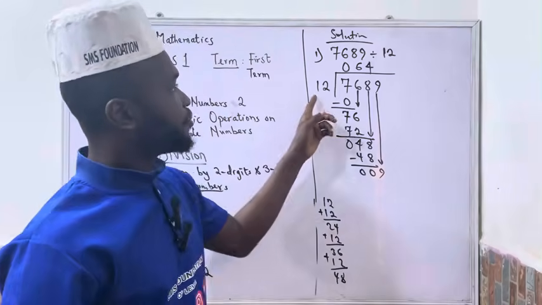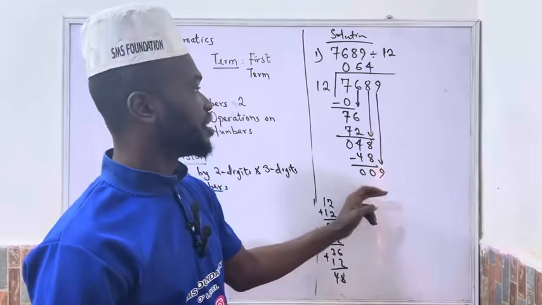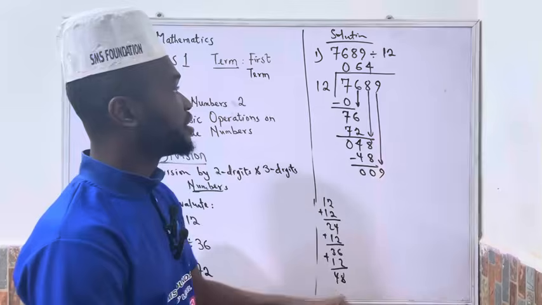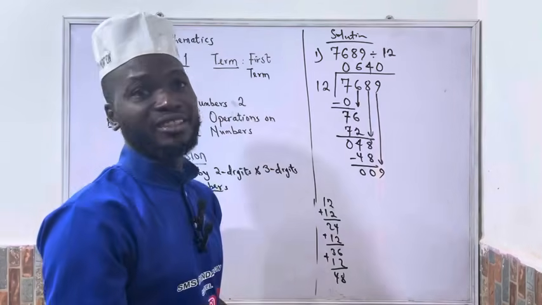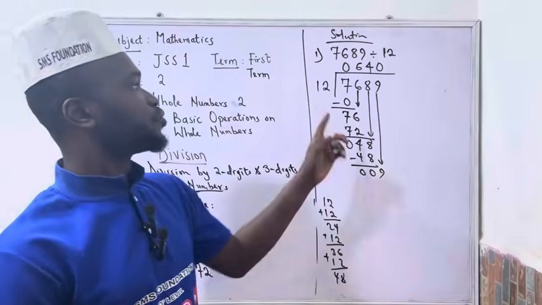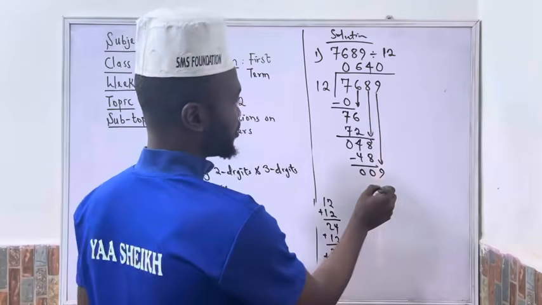So now we have to divide 9. Even though 9 is not divisible by 12, we have to go for the first time. So how many 12 can I get from 9? This will give me 0, because something must be on top of this 9. You can't leave it empty and say your remainder is 9. No. So 12 in 9 gives you 0. So 12 times 0 gives you 0.